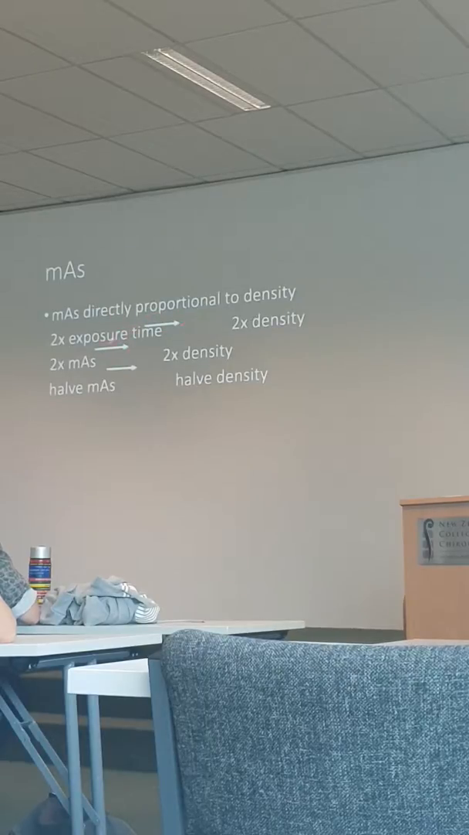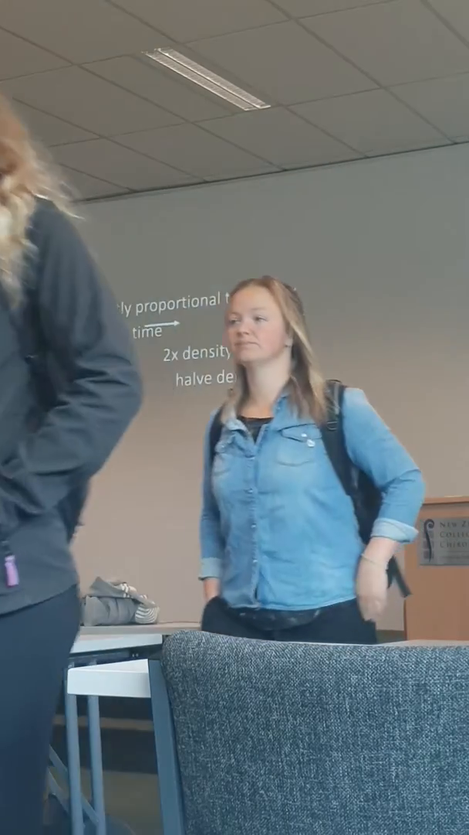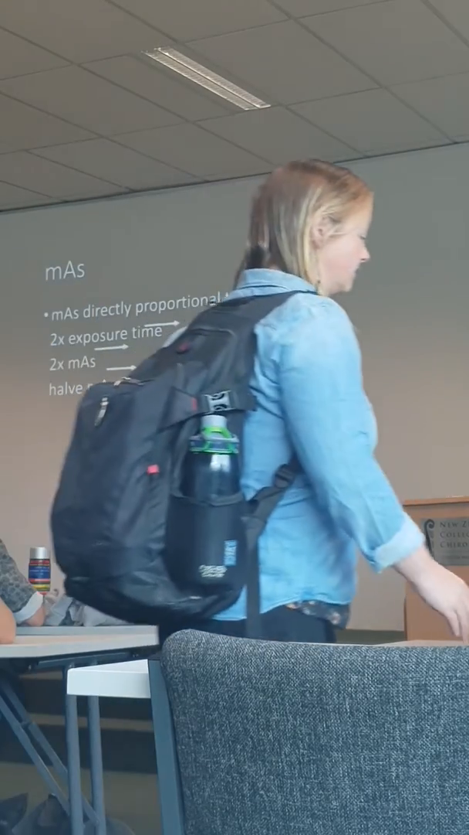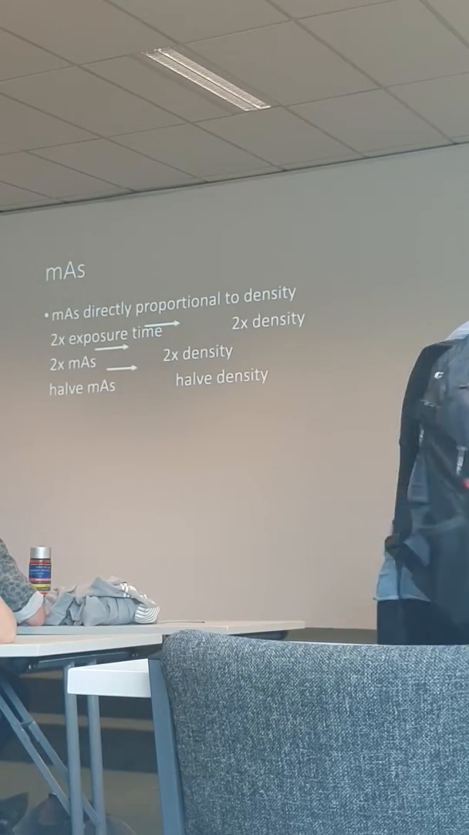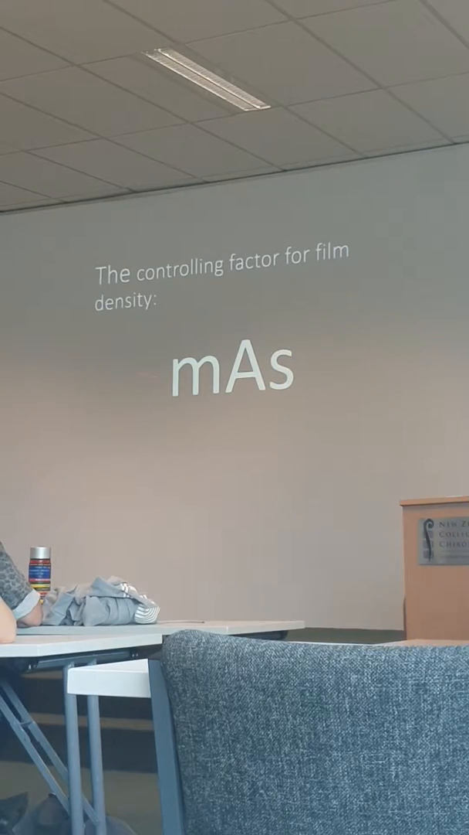And these arrows are weirdly in the wrong place. Two times the exposure time, we're going to increase the density. Two times the mAs, double the density. Half the mAs, half the density. So it's a linear relationship, directly proportional. So the controlling factor for film density is mAs.